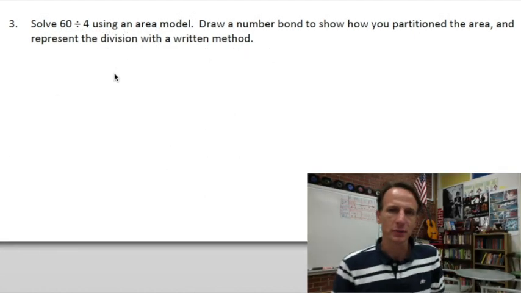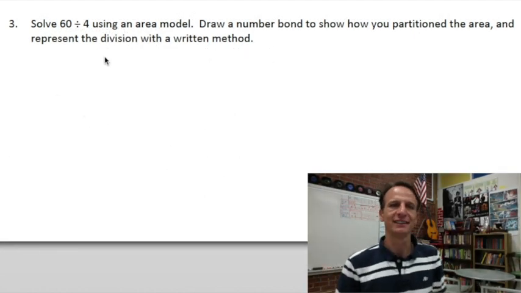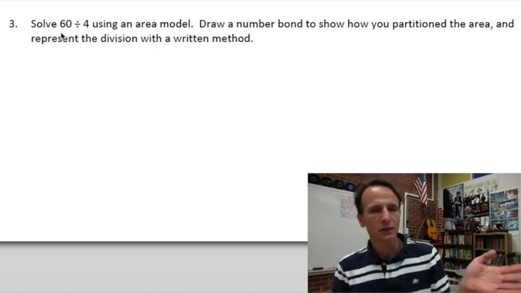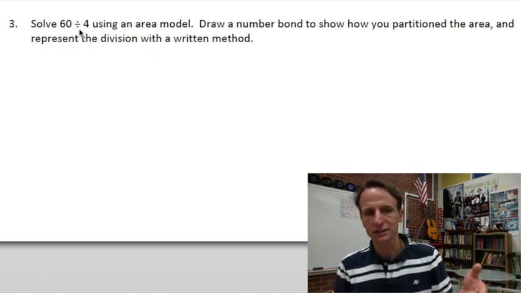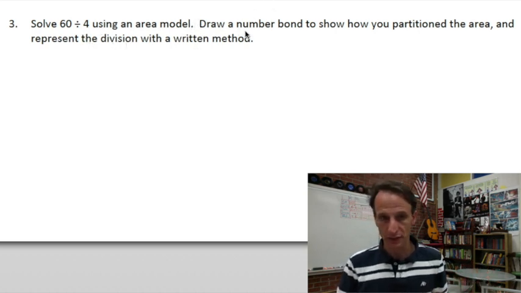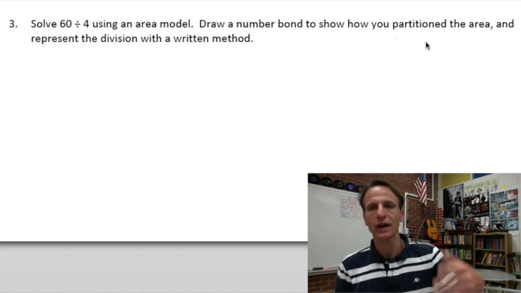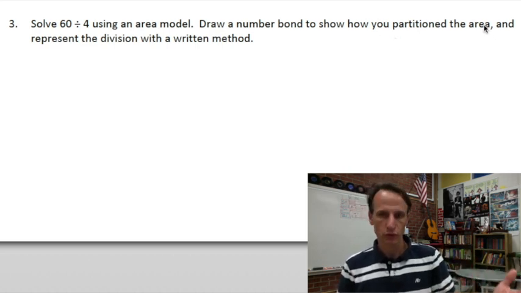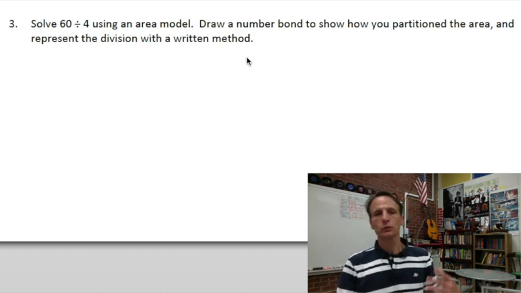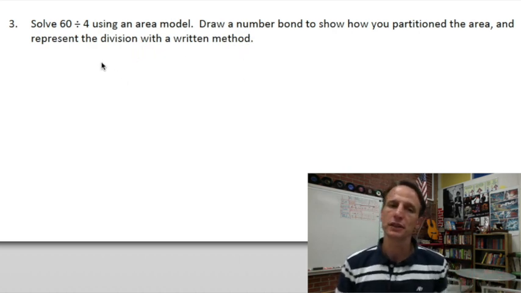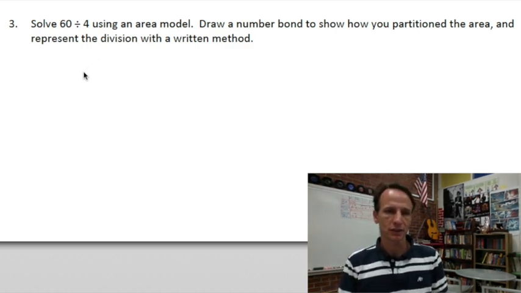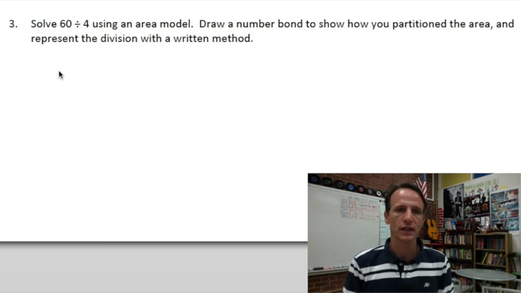Well, hello there, number 3. It's kind of more of the same, but with a slight tweak. Here we're going to solve 60 divided by 4 using an area model. Draw a number bond to show how you partition the area, and represent the division with a written method, which means we could use any written method in our toolkit to represent that division. So let's jump in with the area model.